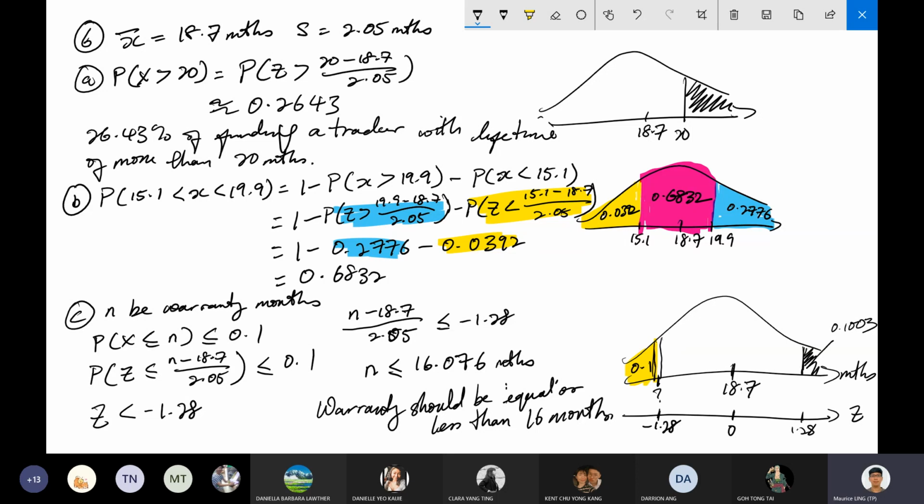If you want to make it even safer, you can calculate what happens if, okay, let's do again. Let's say that N minus 18.7 over 2.05 is less than or equal to minus 1.29. So then what is N? Minus 1.29 times 2.05 plus 18.7. So what is N? How many did you calculate?